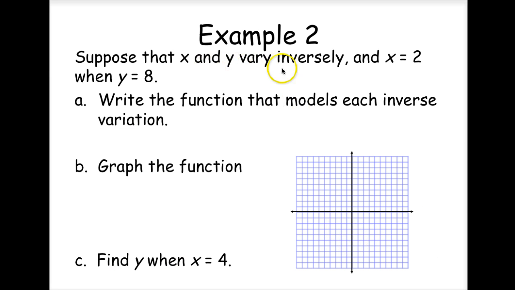Suppose that x and y vary inversely, and x is equal to 2 when y is equal to 8. Okay, so if it varies inversely, we know that k is equal to x times y. X is 2, y is 8, so we solve this to find out what k is. The function that models the inverse is y equal to k divided by x. We substitute in 16 for k, and this gives us the function that models the inverse variation.